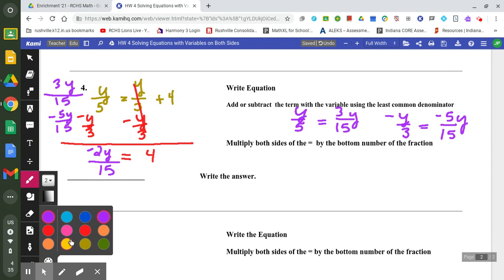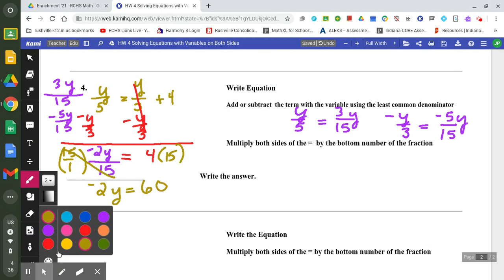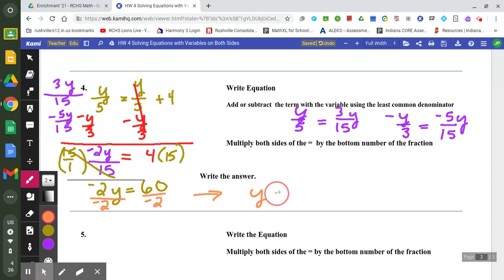So then I'm going to multiply each side of the equal sign by the number that's on the bottom. And so I have negative 2y equals 60 because 4 times 15 is 60. And then I'm going to divide each side of the equal sign by the number that's in front of the letter. So I have y equals, and negative 60 divided by 2 would be negative 30.